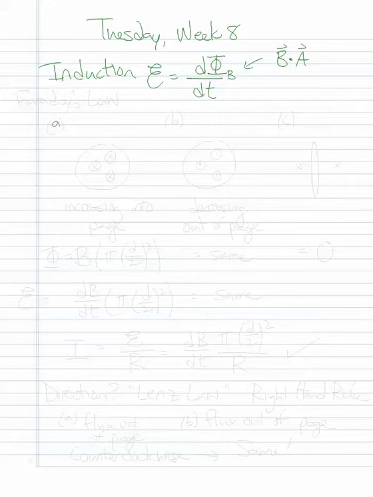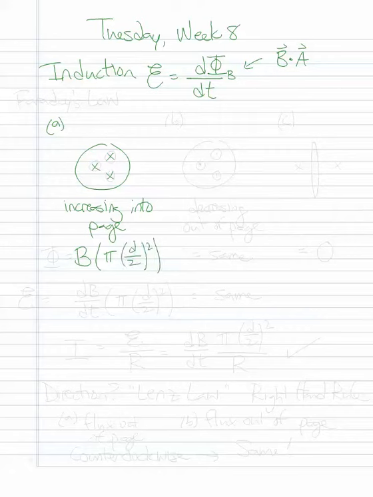For part A, it was a loop, and there's an external magnetic field that is increasing into the page. So that's definitely a magnetic field through some area of the loop, and so we have the magnetic field times the area of the loop. We were given the diameter of these loops. So it's pi times radius squared is area, so diameter over 2 squared. And that's the flux.